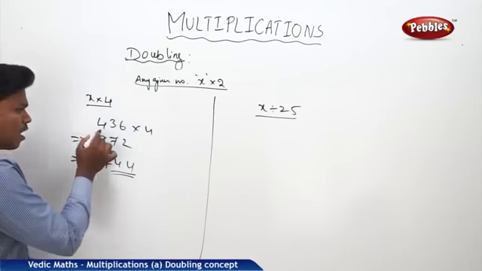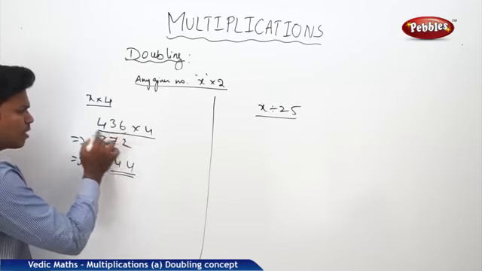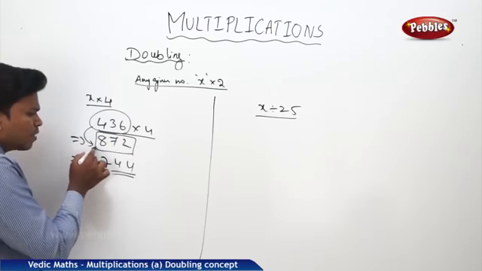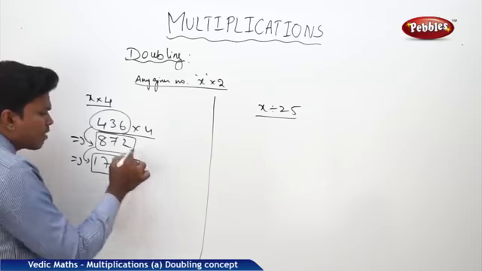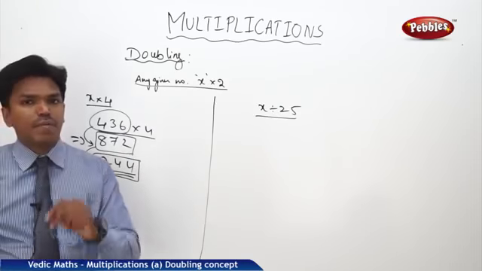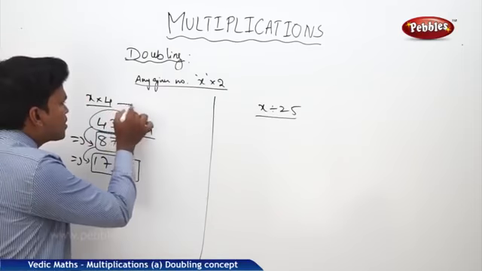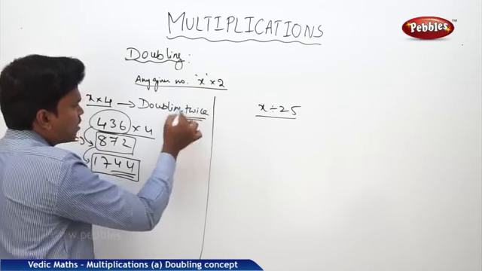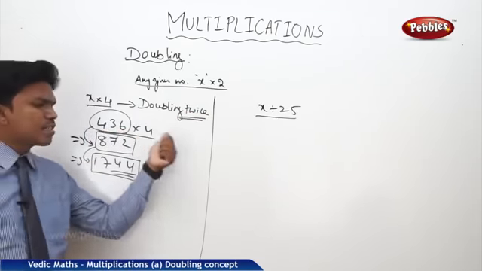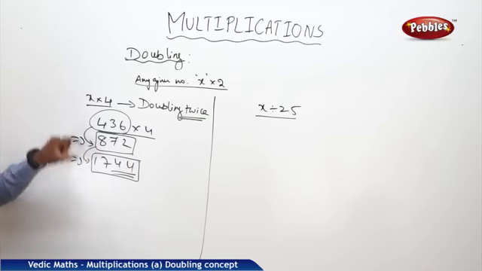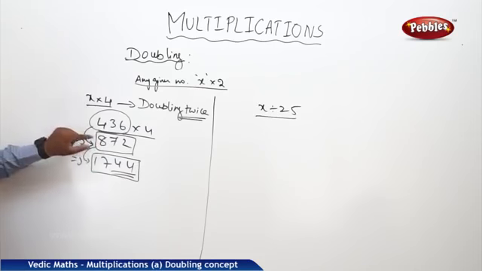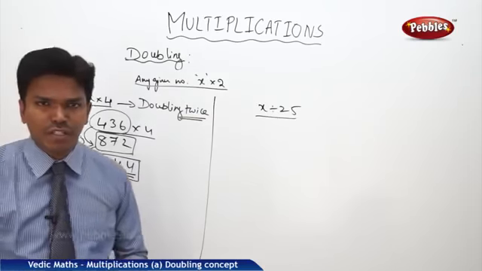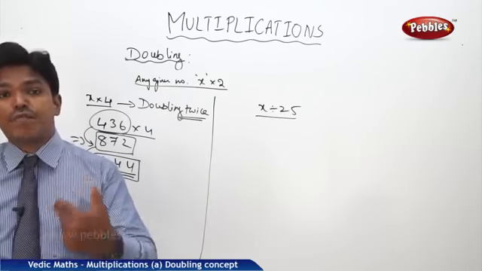Yes or no? If you want to multiply 436 by 4, first double the number. After doubling, how much did you get? 872. Again double this number. How much will you get? 1744. So you are doing two times doubling here. That means multiplication by 4 is nothing but doubling twice. So when you want to multiply 436 into 4, just double 436 twice. 436 double is 872 and 872 double is 1744. This will be your answer. No need of going for the conventional multiplication.